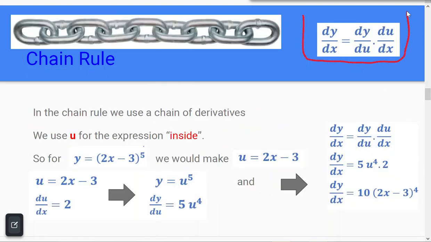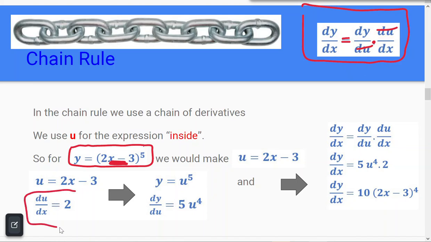The chain rule is dy dx can be expressed as the chain of derivatives dy du times du dx. And you'll notice that the du's will cancel to leave a dy on the numerator and a dx in the denominator. So what does that look like? If I had y equals 2x minus 3 to the power of 5, then the u bit is the bit inside the bracket. So the u bit is 2x minus 3.